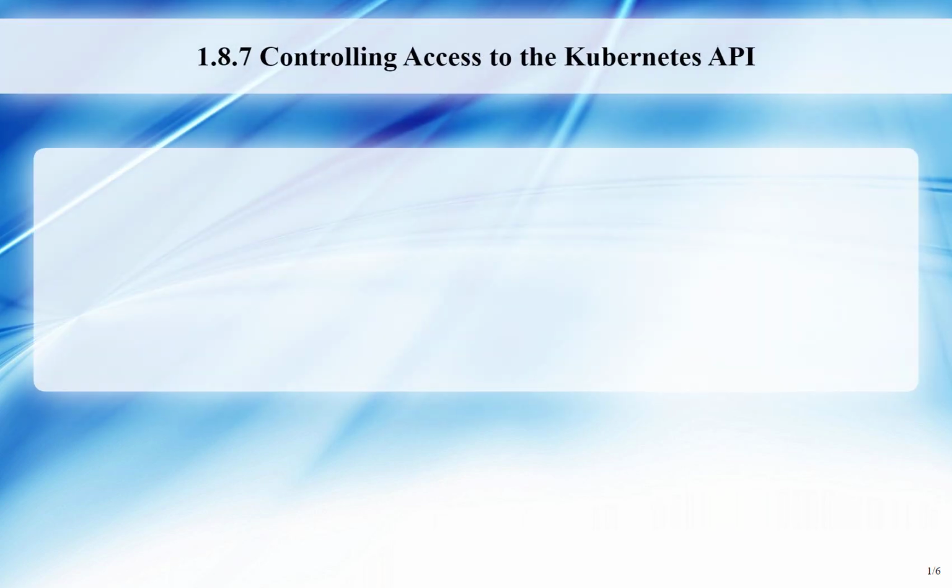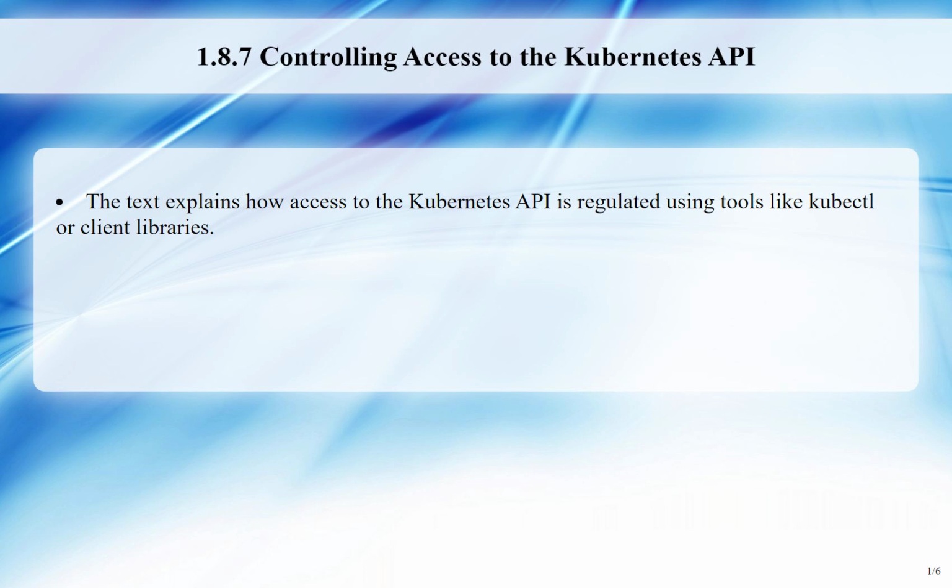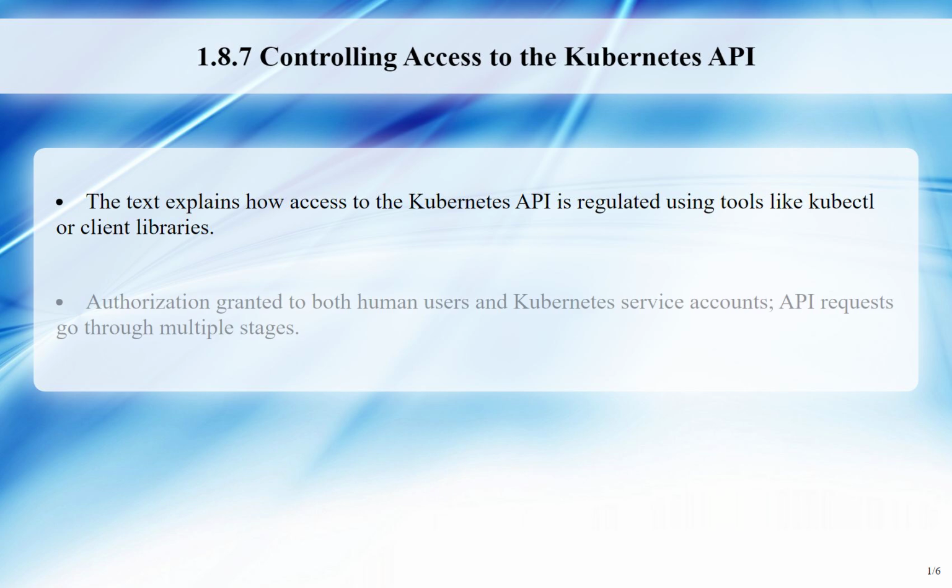Chapter 1.8.7 Controlling Access to the Kubernetes API. This page gives an overview of how access to the Kubernetes API is controlled. Users can access the API using tools like kubectl or client libraries, or by making REST requests. Authorization can be granted to both human users and Kubernetes service accounts. Requests sent to the API go through multiple stages as shown in a diagram.